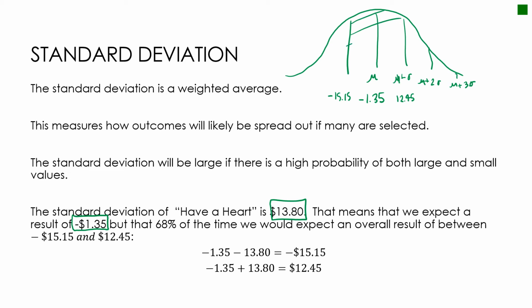But what I've found is, again, 68% of the time I'm going to expect a value between these two values. So 68% of the time I'm either going to lose $15.15 or win $12.45.